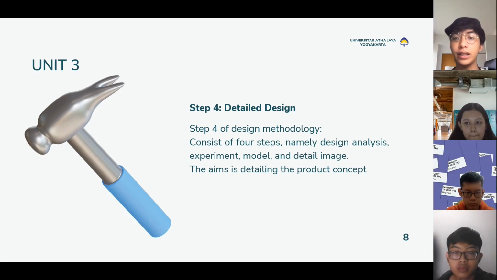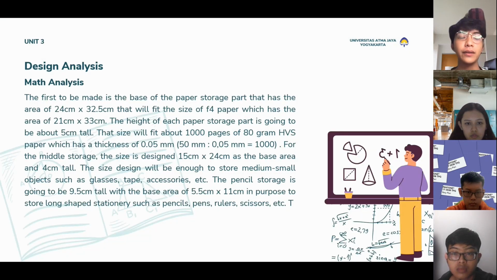So we detail the concept of the design, how we produce the product. It includes the design analysis, experiment model, and detail image. Next. The first analysis is the math analysis. This is the basic calculation of each dimension for every storage part.